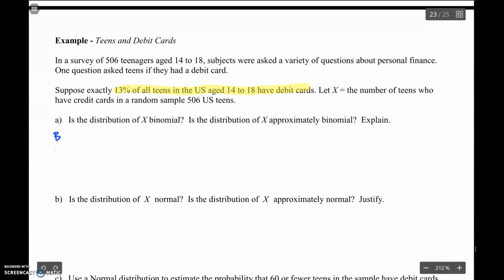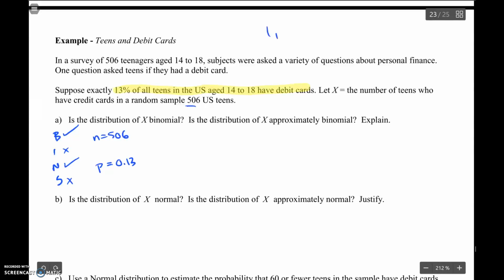Technically not. If we go to check the BINS: binary, success, failure, yes, either they have a debit card or they don't. Independence fails. Success rate fails. We do have exactly 506 trials. The problem is that the percentage isn't exactly 13% each time.